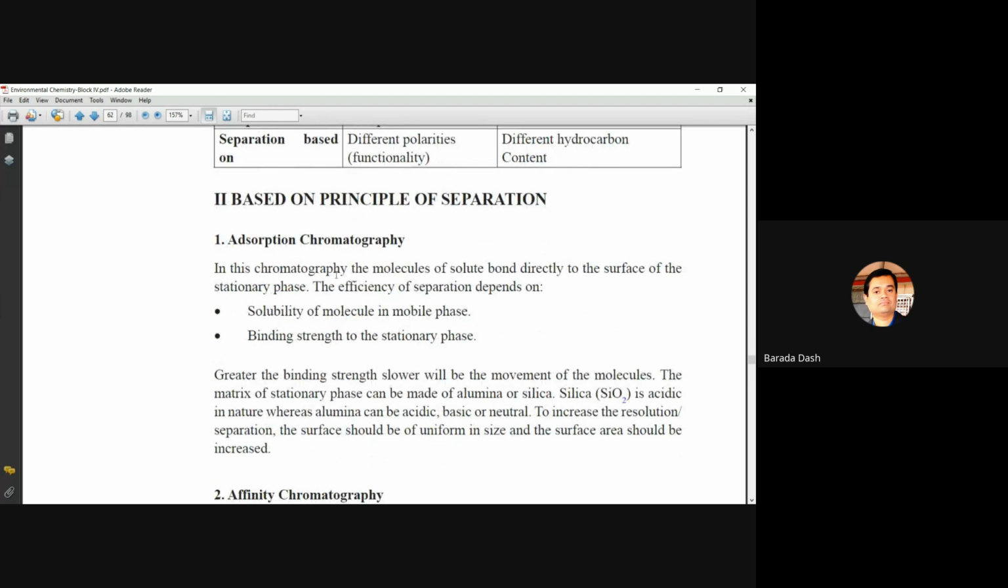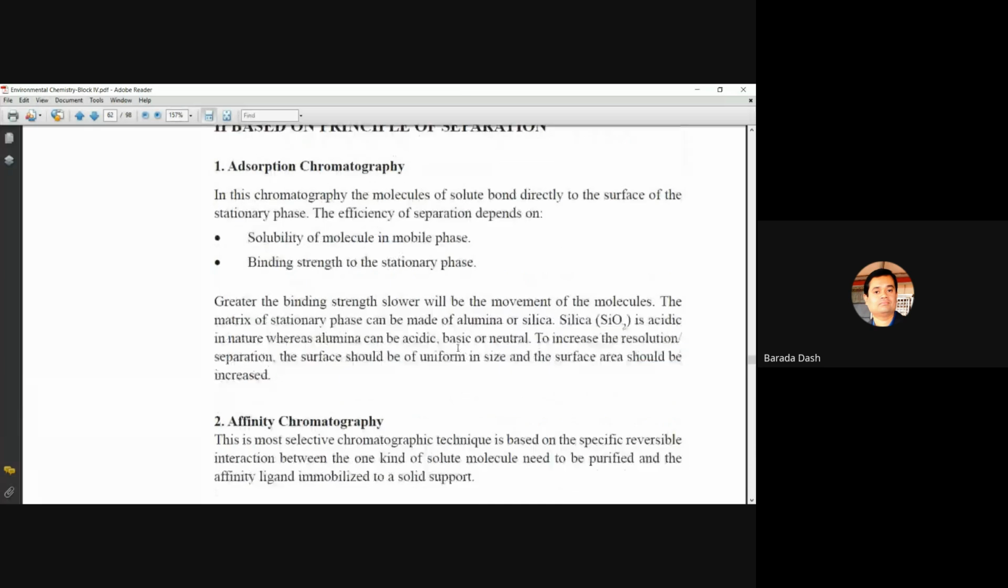So we will discuss now about the separation techniques or chromatography techniques based on principle of separation. Adsorption chromatography. In this chromatography, the molecules of solute bond directly to the surface of the stationary phase. The efficiency of separation depends on solubility of the molecule in the mobile phase, binding strength to the stationary phase.